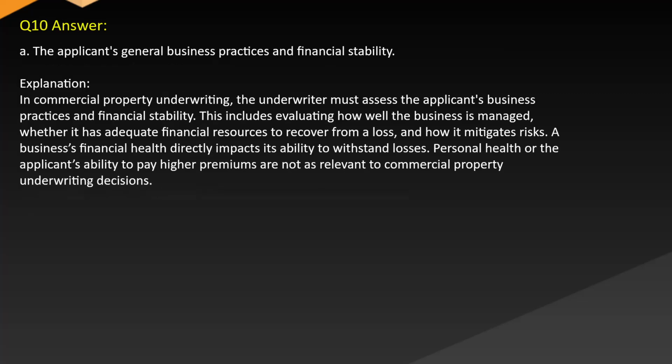Answer A. The applicant's general business practices and financial stability. Explanation. In commercial property underwriting, the underwriter must assess the applicant's business practices and financial stability. This includes evaluating how well the business is managed, whether it has adequate financial resources to recover from a loss, and how it mitigates risks.